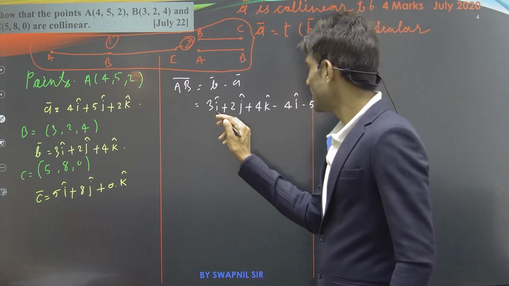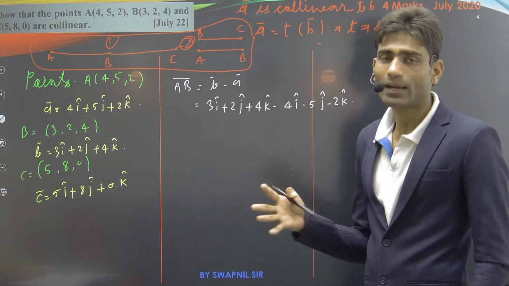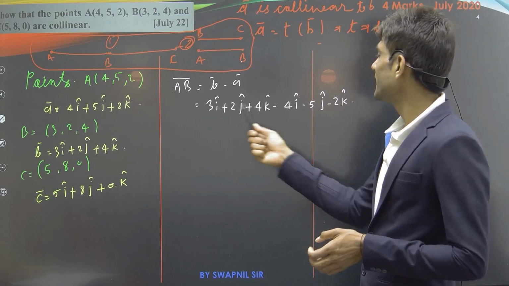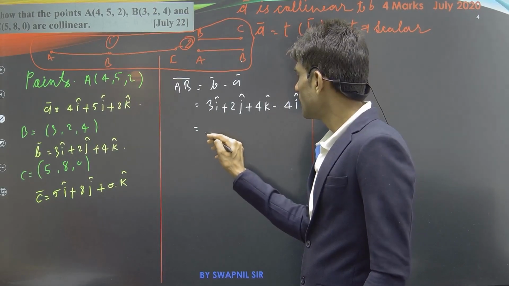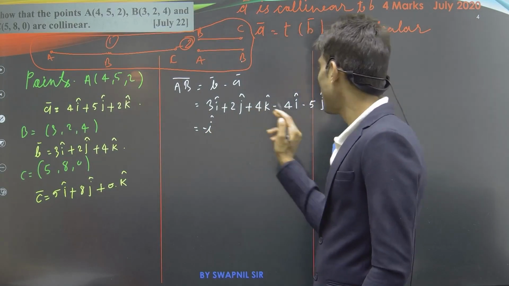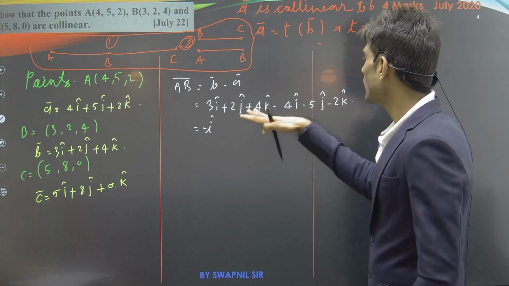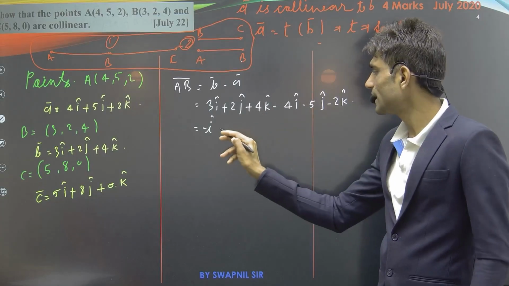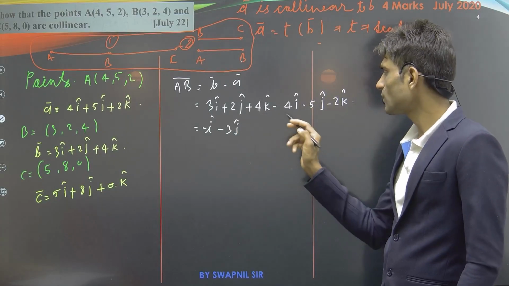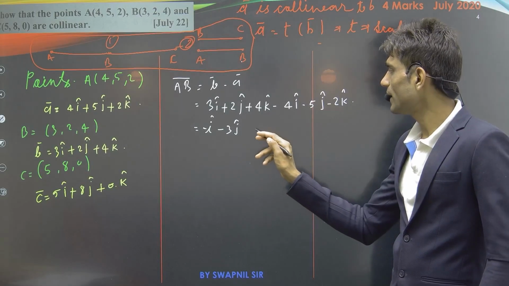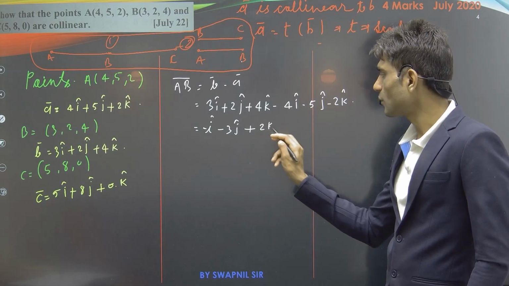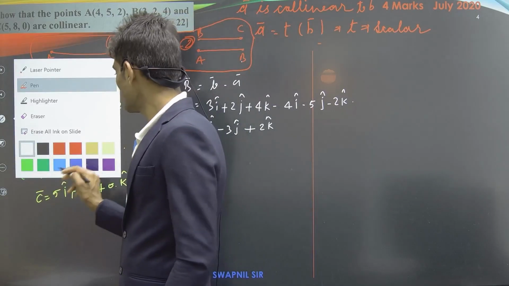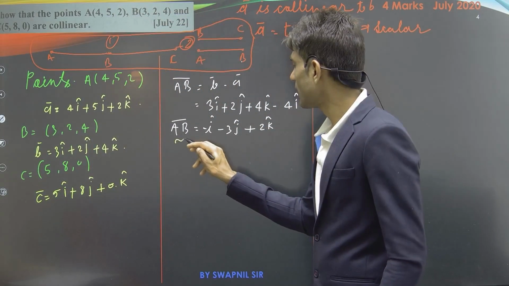So we write 3 I cap minus 4 I cap. Now subtract similar terms: I cap, j cap and k cap. 3 I cap minus 4 I cap, because 3 minus 4 gives us -1, is -1 times I cap. 2 j cap minus 5 j cap gives minus 3 j cap. 4 k cap minus 2 k cap gives plus 2 k cap. So this is the value for position vector AB bar, our required vector AB bar.